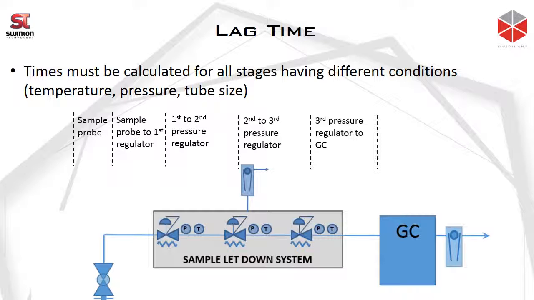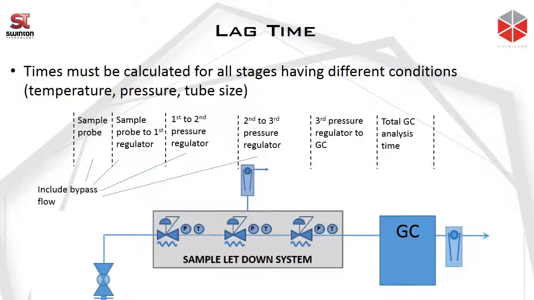And then finally, of course, we have to take into account the total GC analysis time from the point where the sample enters the GC to the point where the gas is actually analysed at the detector. So we have to consider all these stages when we're calculating lag time. The bypass flow affects all of the stages previous to that bypass, and so in this case it will affect the first 4 stages and has to be included in the lag time.